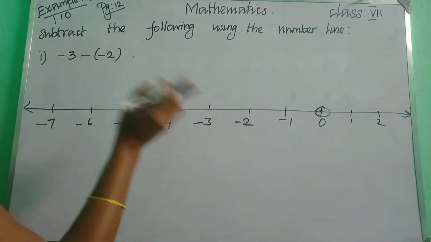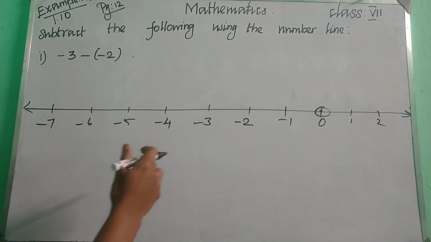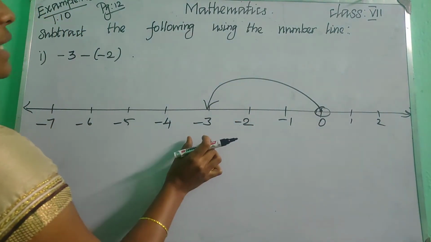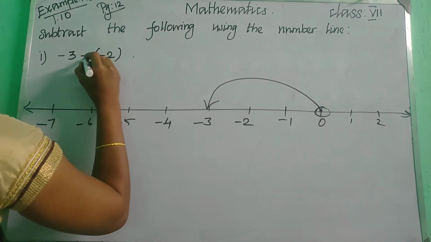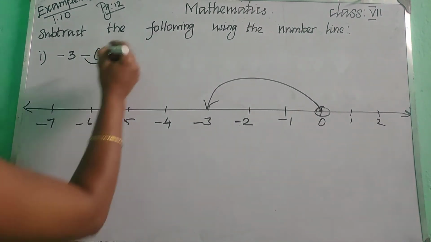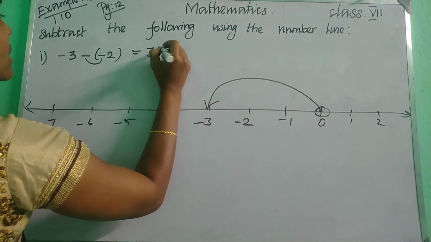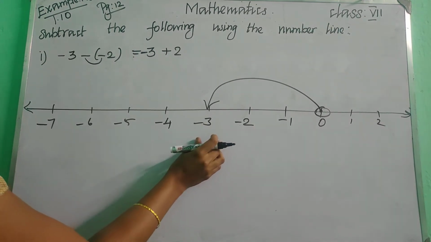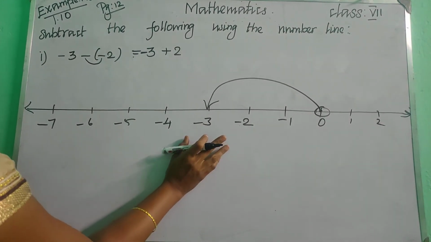Minus 3 is on the left side, the negative direction. See, we are having minus and minus here. So minus into minus is plus. So the question we are having is minus 3 plus 2.